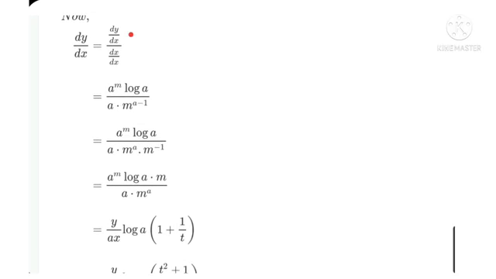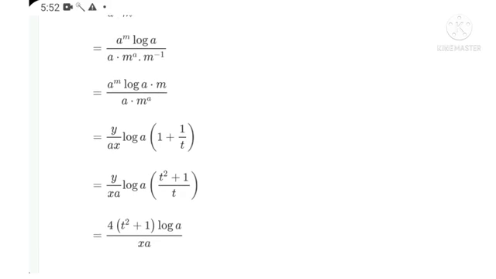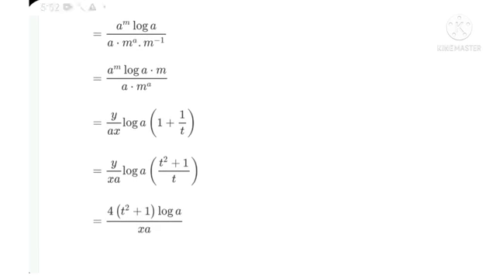dy by dx, dm is there upon dx by dm. Put the values: a raised to m into log a upon a into m raised to a minus 1. So we get a raised to m log a upon a into m raised to a minus 1.